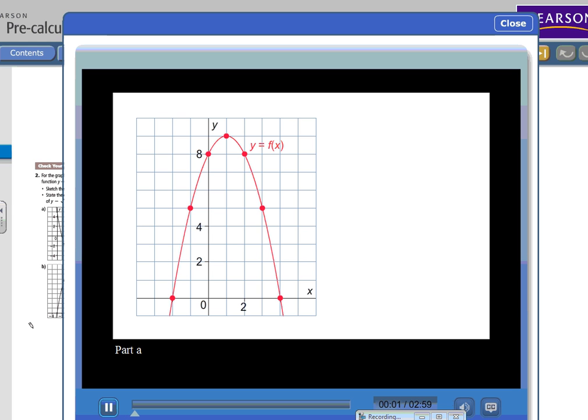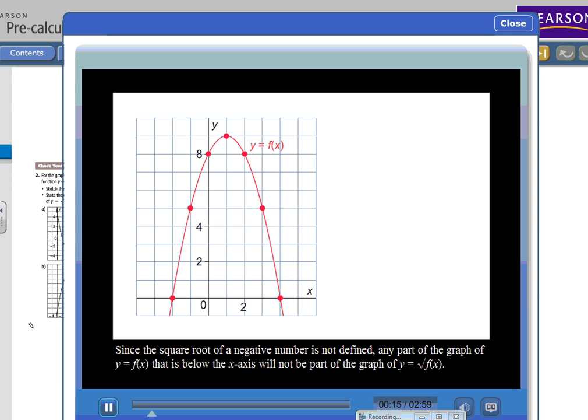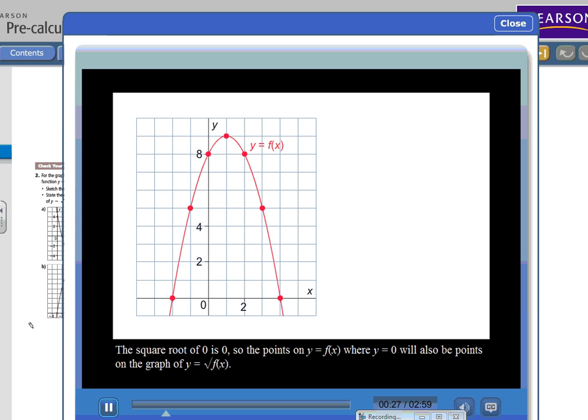Part A. For the graph of this quadratic function, y equals f(x), sketch the graph of y equals root f(x). State the domain and range of y equals root f(x). Since the square root of a negative number is not defined, any part of the graph of y equals f(x) that is below the x-axis will not be part of the graph of y equals root f(x). The square root of 0 is 0, so the points on y equals f(x) where y equals 0 will also be points on the graph of y equals root f(x).